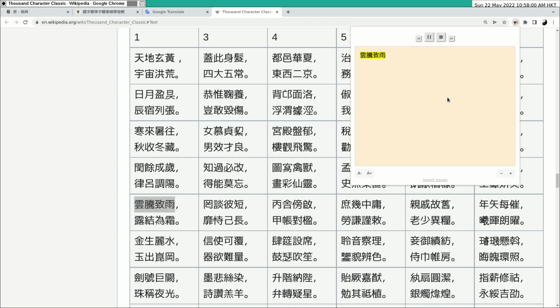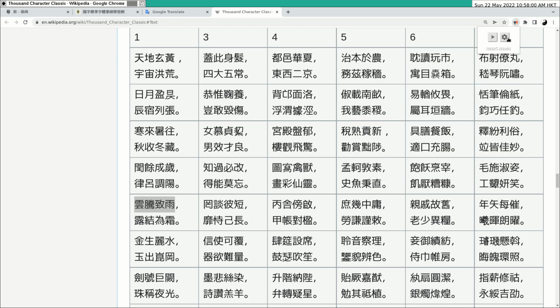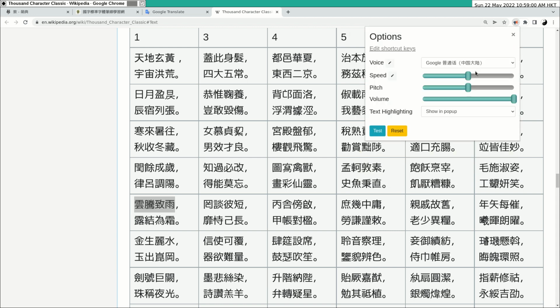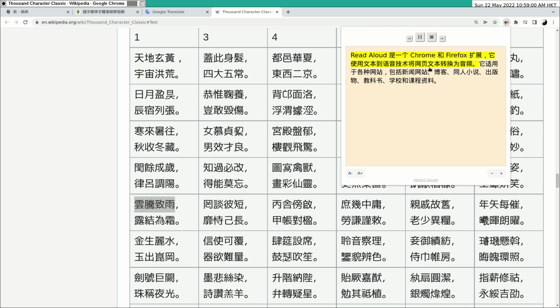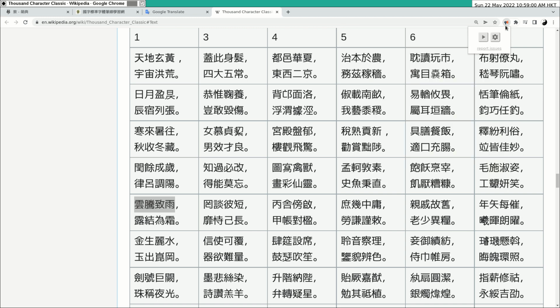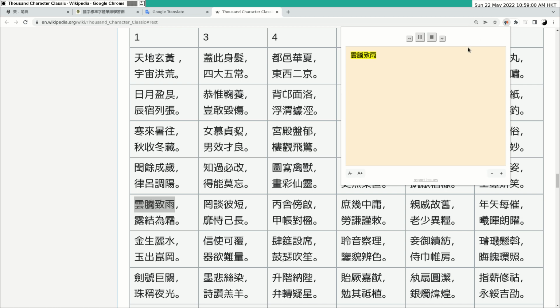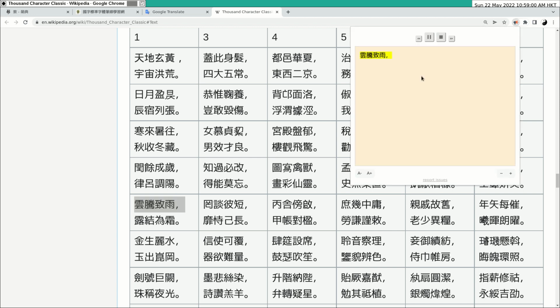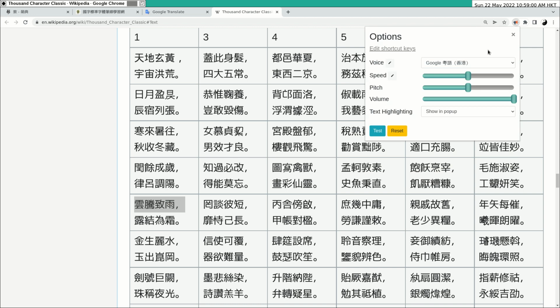云腾致语. In Cantonese. Something wrong with my settings here. But I can use keyboard. Read Aloud is a Chrome and Firefox extension that uses text-to-speech technology. OK, then change back to Mandarin.